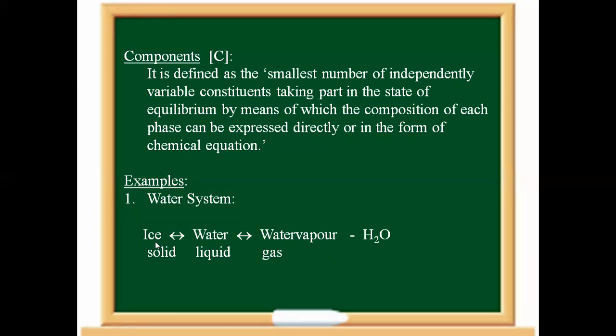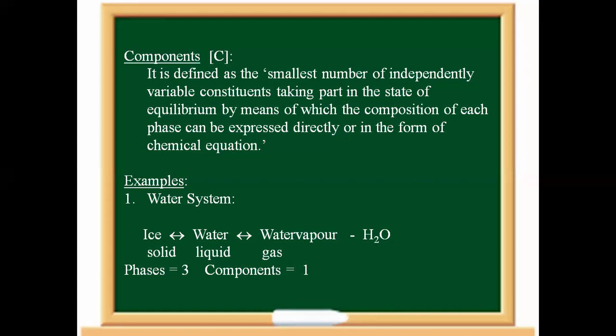ठीक है, अब ice को हम कैसे लिखेंगे? What formula we will write for ice? Tell me. H2O. Correct. Water को हम कैसे लिखेंगे? H2O. Correct. Water vapor को हम कैसे लिखेंगे? H2O. So no matter what the number of phases are over here, solid, liquid, and gas, but all these 3 phases are just written by one single term, which is H2O. तो H2O अपने आप में एक ही component है, which gives me the 3 different phases, solid, liquid, and gas. So here we say, though the phases are 3, component is 1.